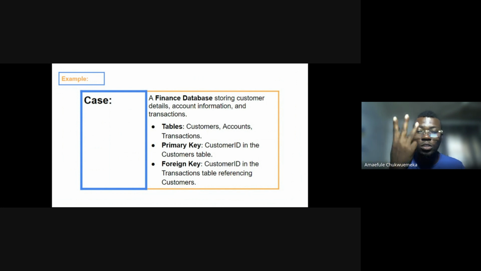One database, three tables. Okay, now let's pick one table, which is the customer table. In the customer table, there is a particular column that is unique. That's a unique identifier, and that column is referred to as the customer ID.